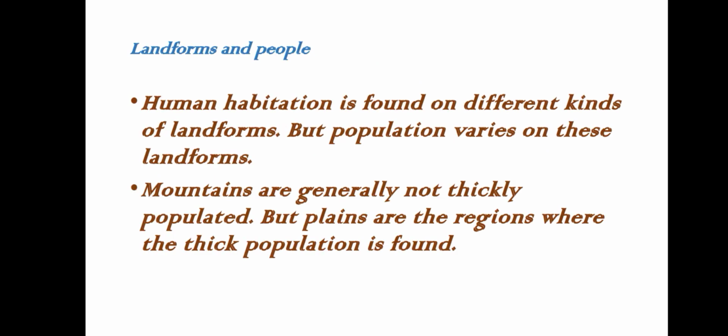Landforms and people. Humans live in different places like mountains, plateaus, and plains. But most of us prefer to live in plains because in mountains, facilities are very few. It is not easy to travel from mountains, and we cannot get anything easily. And there are many animals. The climate is very cold, so most of the population stays in plains.